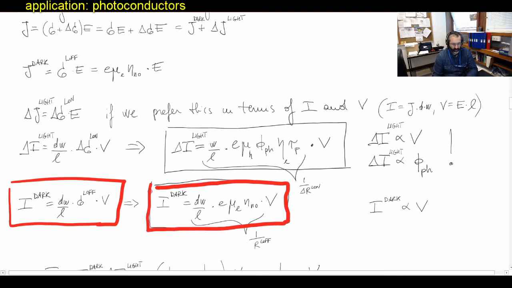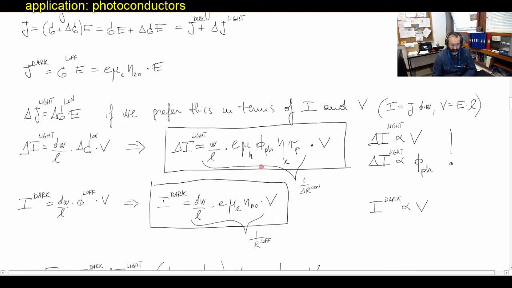And so what we notice now from these nice relations is that delta I is proportional, yes, to V, obviously. The piece of semiconductor acts as a resistor. No surprise in that. But also delta I is proportional to now the photon flux. That's the linear response we were talking about. On the other hand, I dark responds only to V. It's proportional only to V, obviously. This is because also in the dark, the semiconductor is a resistor.